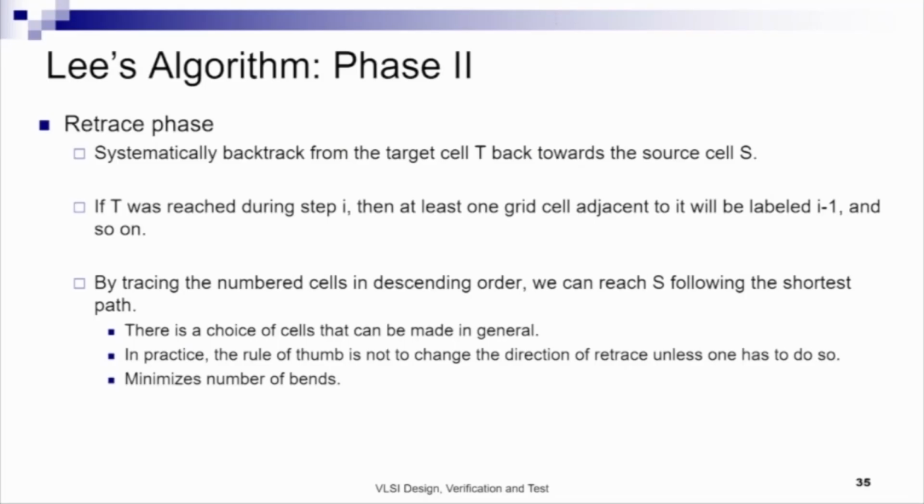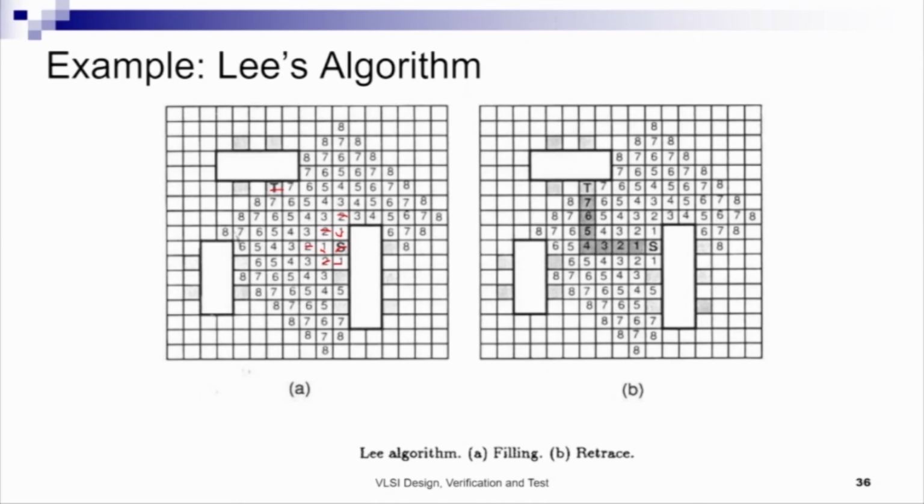Now, the second phase is the retrace phase. So, we systematically backtrack from the target cell T towards the source S. If T was reached in step I, then at least one grid cell adjacent to it will be labeled I minus 1 and so on. So, what happens is that after phase 1, we backtrack and go back to the source. So, for example, we can take this path.